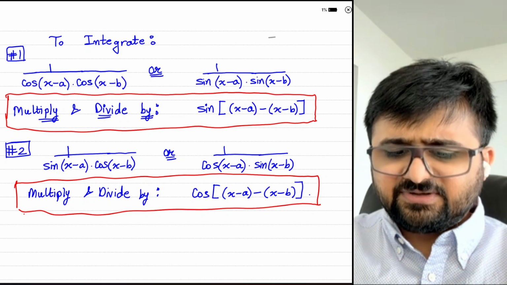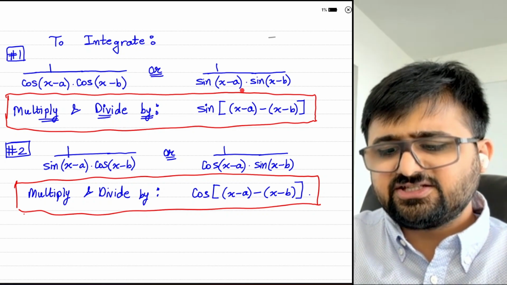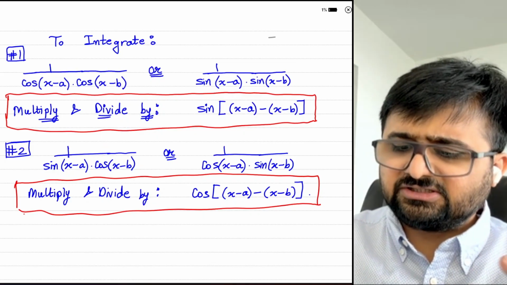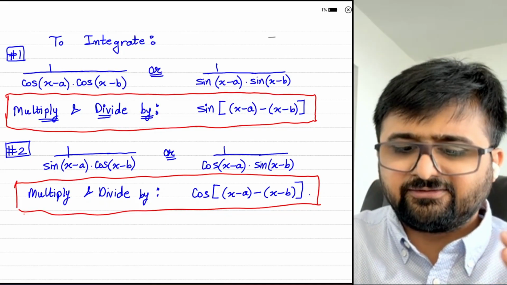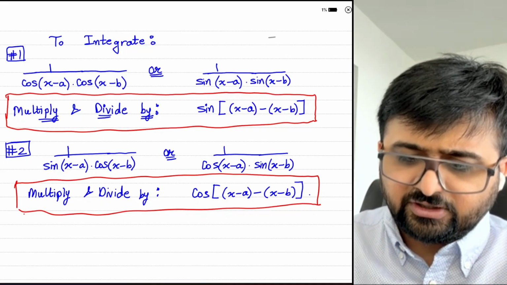We can also keep it simple and say if the functions in the denominator are the same, like cos cos, or if it is sine sine, just multiply and divide by sine. If the functions in the denominator are different, like sine cos or cos sine, just multiply and divide by cos. And remember, the angle is always the difference of the two angles present in the denominator, whatever those may be.